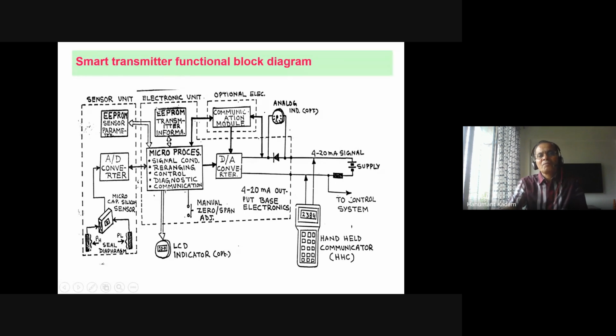So this EEPROM is very important, which carries all the sensor related detail, and the sensor A to D converter is there. Then in the main electronic unit, you can see microprocessor, CPU, EEPROM, and D to A converter, which is very important, and a very important part is the communication modem, HART modem, because that is how you get the HART signal, where your diagnostics, analog and digital signals, everything is there. So this is your 24 volt DC supply you are putting in the line, and this is a handheld communicator, and then it goes to the control system. This signal goes to the control system, plus minus like this. So this is the block diagram.